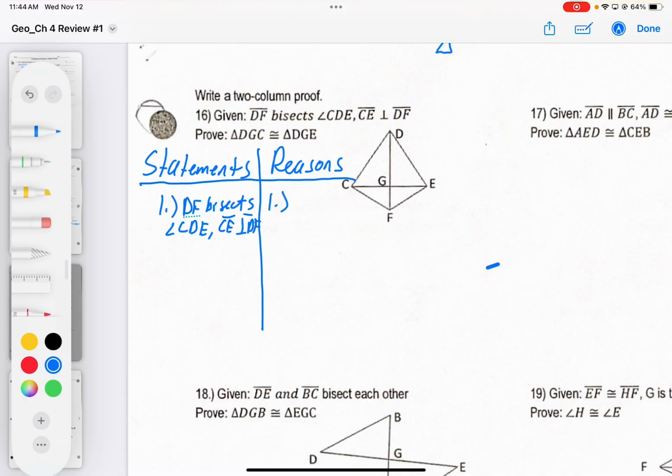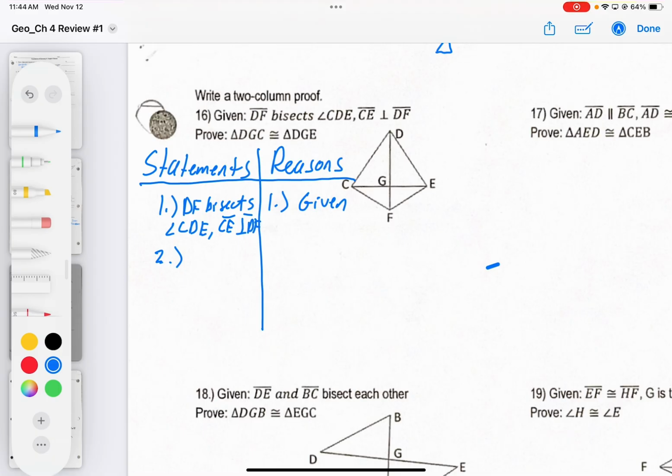Okay, this is a good proof because this one's tough. This is one of the harder ones on this sheet. They don't give you any congruence pieces in your given. They just give you vocab words essentially, right?